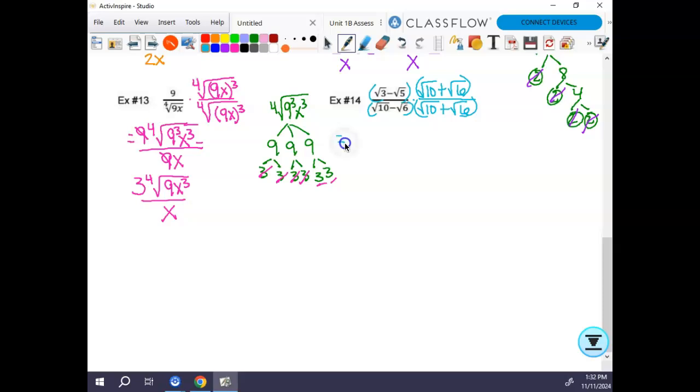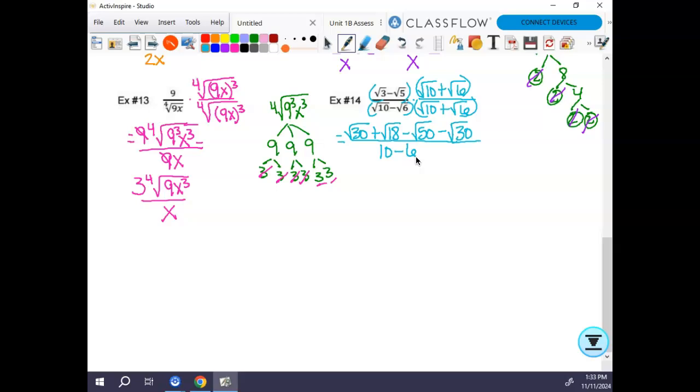So in the numerator, I got a FOIL. Multiply the first 2 together, that's the square root of 30. Outside 2 together, that is plus the square root of 18. Right. Inside 2 together, minus the square root of 50. Last 2 together, minus the square root of 30. Okay. The denominator, that's a difference of squares, so I can square the square root of 10 and get 10, minus square the square root of 6 and get 6. Then I got to clean up the numerator.